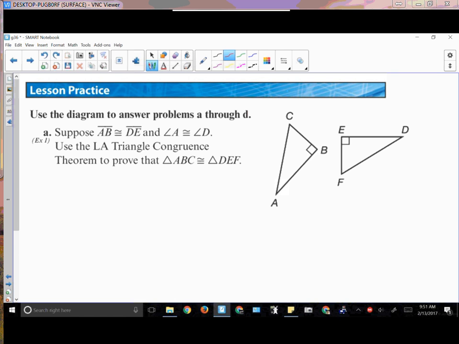I think Parker's got the answer. Well, it says LA right there, Parker. Which one of the other ones goes to it? That's what I was asking Tessa. So what you got, Tessa?